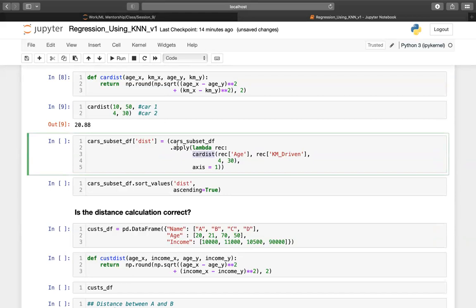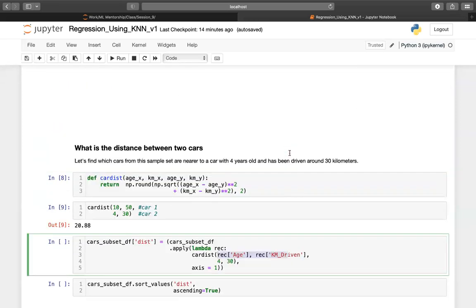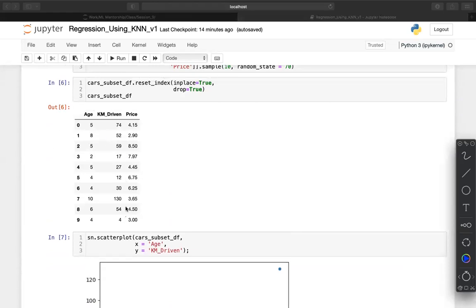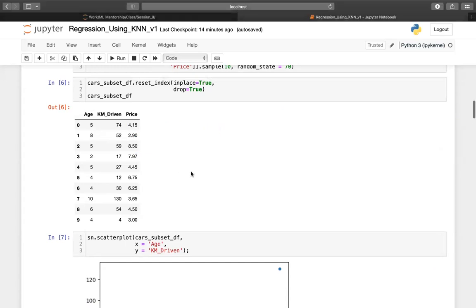So we'll go ahead and apply this distance method now. For the car subset df, we apply it to each of the records. We'll call the car distance and provide the age and kilometer driven of that particular record. If you want to find out the distance of all these cars from a car which is 4-year-old and has been driven 30,000 kilometers, we'll go through each one of them one by one and calculate the distance.